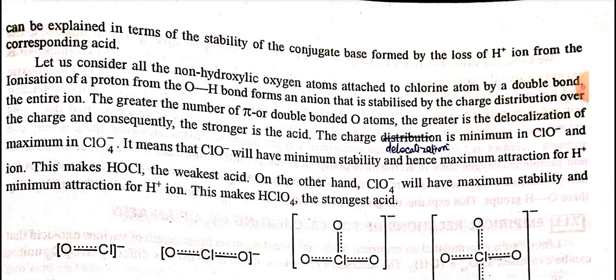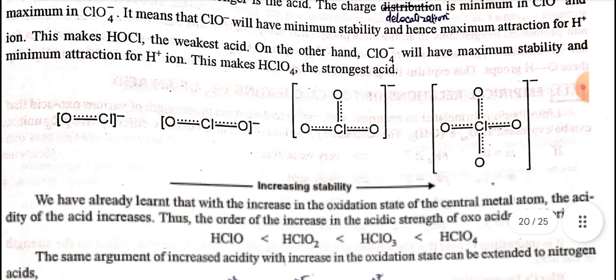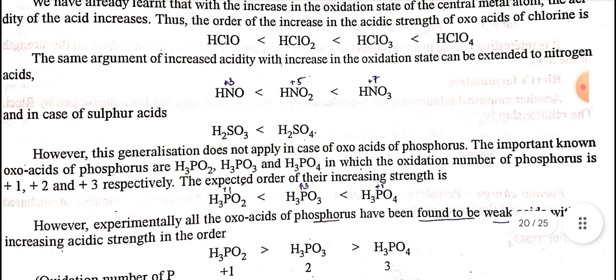This means HOCl is the weakest acid. On the other hand, ClO4⁻ will have the maximum stability and minimum attraction for H⁺. This makes HClO4 the strongest acid. We have already learned that with the increase in the oxidation state of the central metal atom, the acid strength increases. Thus, the order of increasing acidic strength of oxyacids of chlorine is HClO, HClO2, HClO3, HClO4.